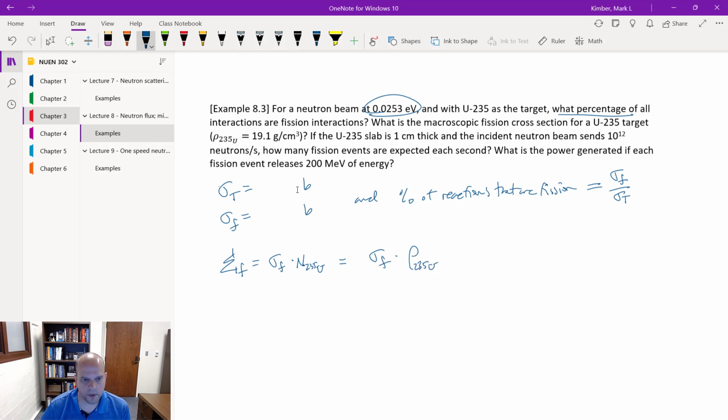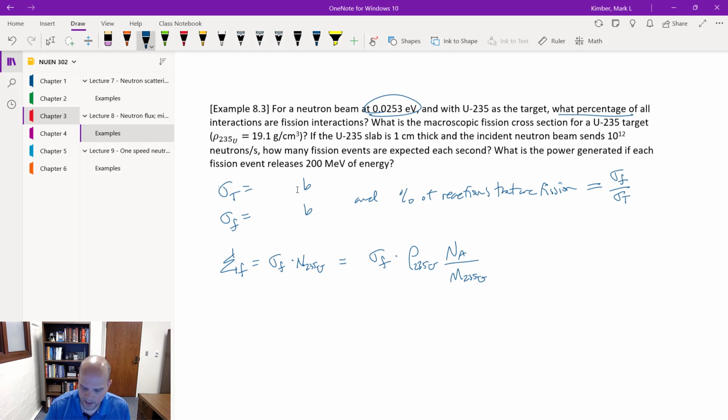The density multiplied by, we did this last time, we want to multiply that by Avogadro's number and then divide that by the molecular mass of the U-235. And if you remember the side note that we had on one of the examples last time, the molecular mass, grams per mole, is the same thing as AMU per molecule. Okay, and then once we do that, we can easily calculate our fission cross-section.